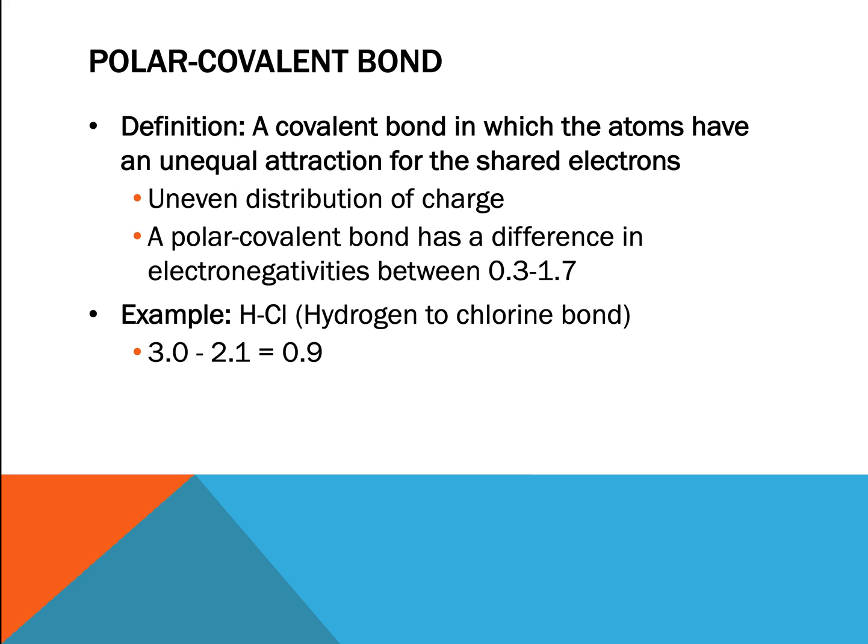So for today's assignment, you're going to be given a whole list of different compounds. You need to determine, one, is it ionic or covalent? Remember, an ionic compound is between a metal and a nonmetal, and a covalent compound is between two or more nonmetals. If we determine that it is a covalent compound, we're going to subtract the electronegativities. If it's above 0.3, it's going to be polar covalent. If it's below 0.3, it's going to be nonpolar covalent.